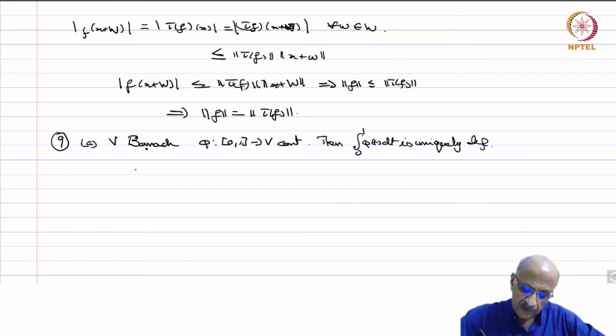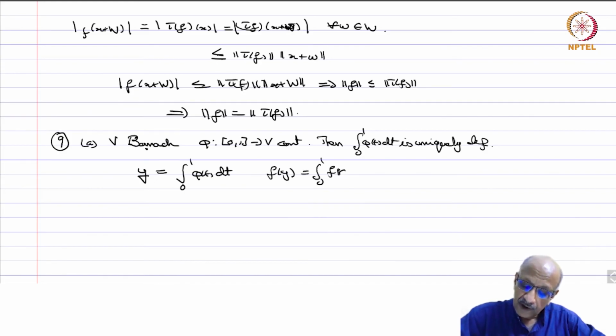So what is the definition of the integral? If y equals integral 0 to 1 phi t dt, what does that mean? F of y should be equal to integral 0 to 1 f of phi of t dt for every f in V star.